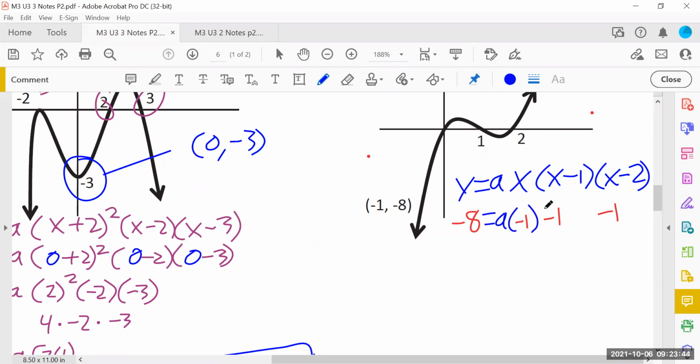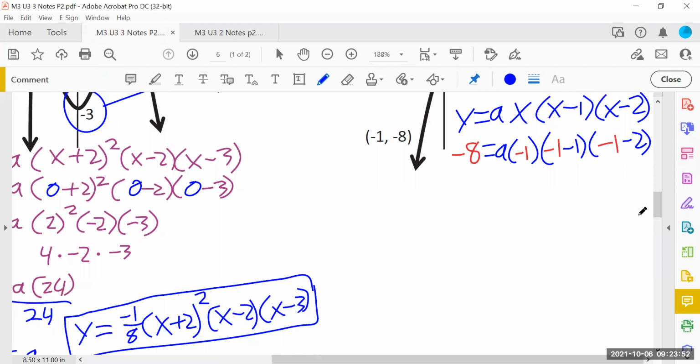So -1 times -1 minus 1 times -1 minus 2. Simplify all that. -8 equals a times -1 times -2 times -3. -1 times -2 times -3 makes -6, right? 3 negatives, 2 of them cancel out. You have 1 left over, -6.